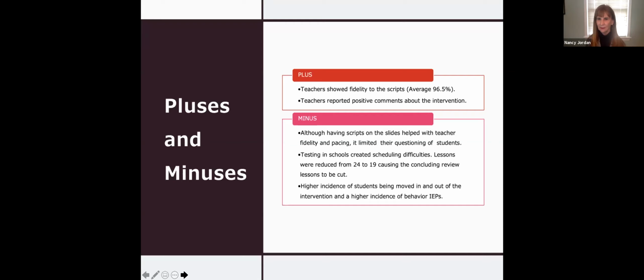So pluses and minuses, we did find that the teachers showed fidelity to the scripts and they were positive. We did find that because for fidelity, we had to keep the intervention pretty scripted, that kind of did limit questioning of students to really build understanding. We also had some problems in the schools in scheduling difficulties, so we weren't able to carry out all the lessons. And we had a pretty high incidence that year on students who moved in and out of the intervention and attrition, and lots of students with behavior IEPs that we had to deal with, but that's the real world.